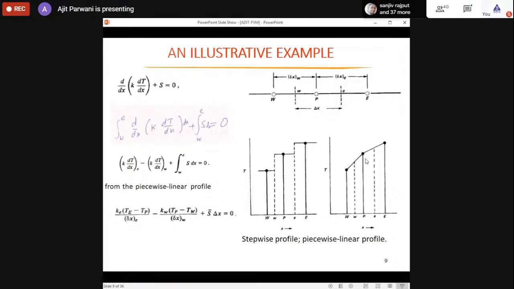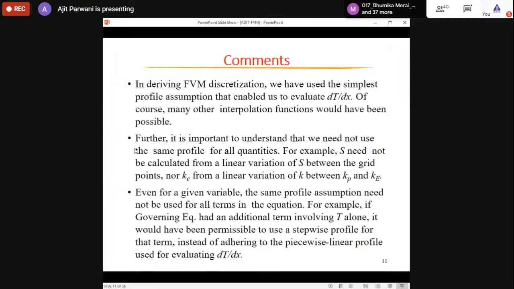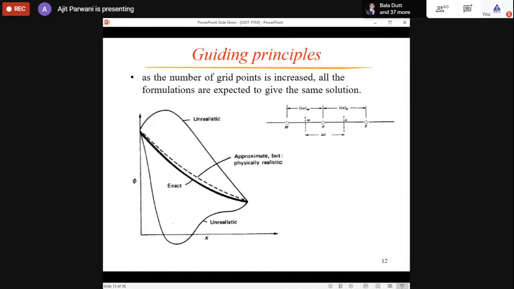So it is important to understand that we need not use the same profile for all quantities. Even for a given variable, the same profile assumption need not be used for all the terms in the equation. Even for the same variable, you can have different profile functions, and for the other variables, you can use any profile function for any variable. But whatever you assume, the solution that you get should be realistic.